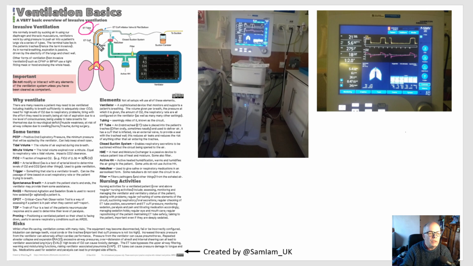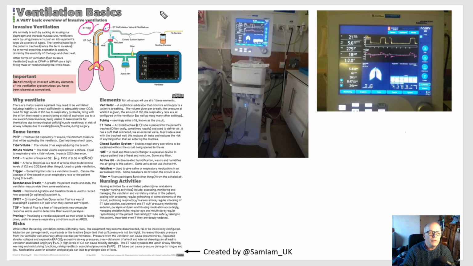With the cuff, as you can see on here, going down into the patient's lungs, ventilating both of the patient's lungs. At the end of that, you will have an ET cuff inflation valve and pilot balloon. So you have a tiny little balloon coming out the end of the tube. And that's how you inflate the balloon sitting in the patient's trachea, and that's how you know that it's inflated.